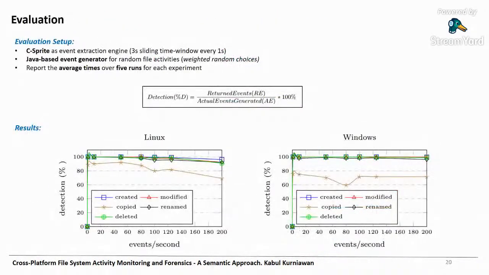So for the evaluation setup, we use C-SPARQL as an event extraction engine with a 3-second time window that slides every second. We develop a Java-based event generator to generate scripts of random file activities and use a weighted random choice algorithm to select activities. We report the average time over 5 runs for each experiment, and we get the detection rates by dividing returned events, which is the number of events that are correctly detected, by actual events generated, which is the number of events executed in the simulation as the ground truth. So the result is as shown in the figure.